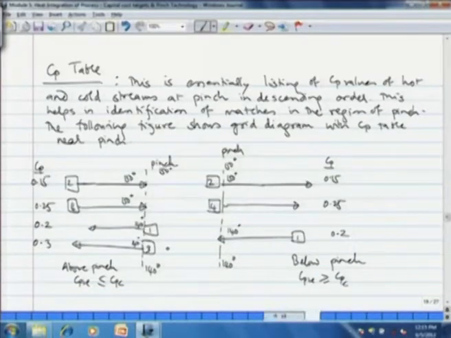Now, we have to make a Cp table. This is essentially a listing of the Cp values of hot and cold streams at pinch in descending order. This helps in identification of the matches in the region of pinch. I am giving below the Cp table for the problem at hand. The following figure shows the grid diagram with the Cp table near pinch. So, what we have done? We have listed all streams in order of Cp. Above pinch, Cph is less than or equal to Cpc; below pinch, Cph is greater than or equal to Cpc. So, these are the constraints.